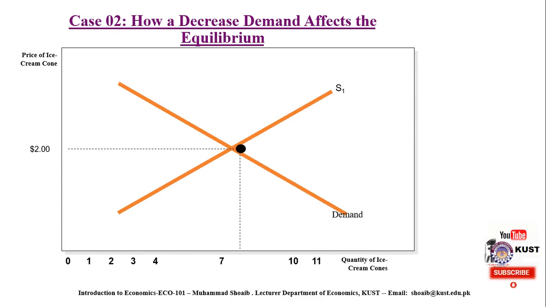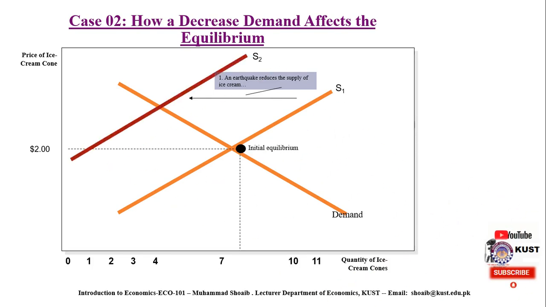Similarly, what will happen if a decrease in the supply occurs? Suppose we are at the initial equilibrium position and an earthquake reduces the supply of ice cream. For example, an earthquake occurs and it destroys the fields for sugar cane, or has an impact on the sugar industry, which provides a raw material in the production of ice cream. So it has an impact on the production of ice cream. The supply of ice cream will certainly be affected. So the supply curve will shift backward.